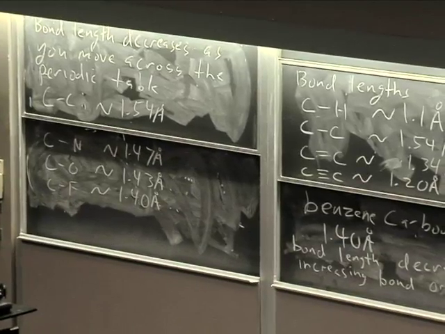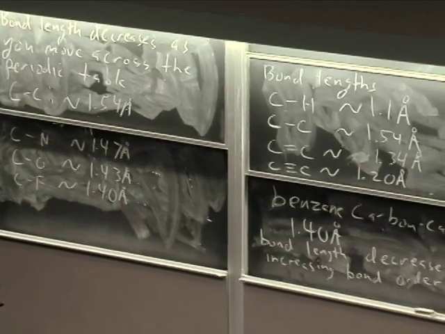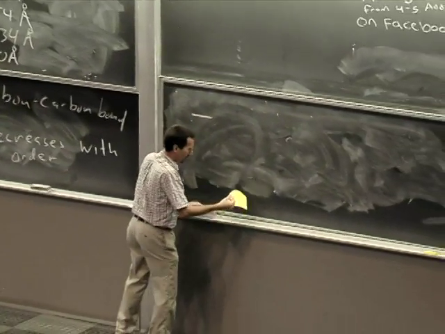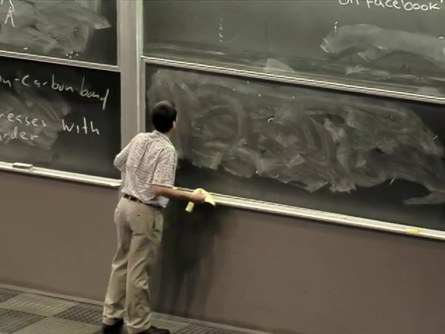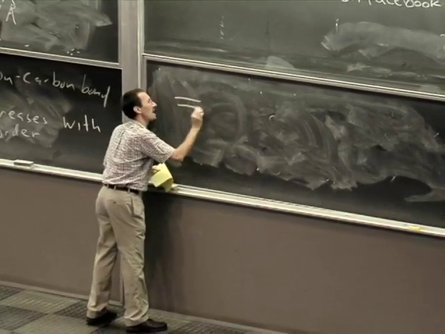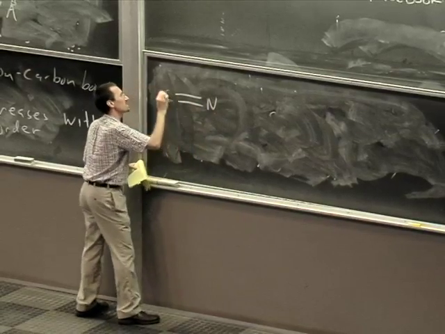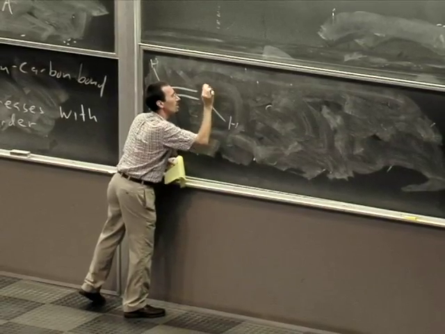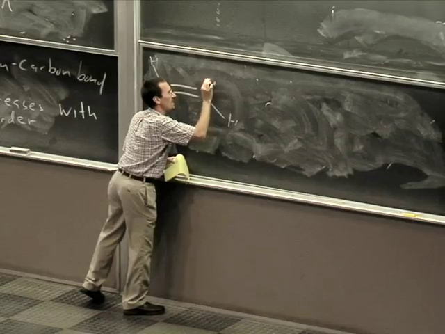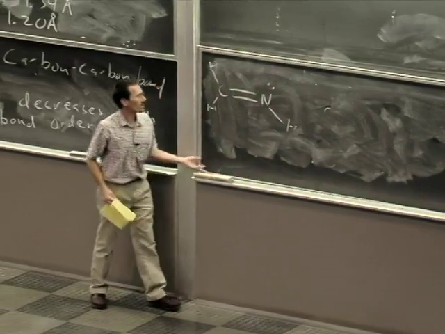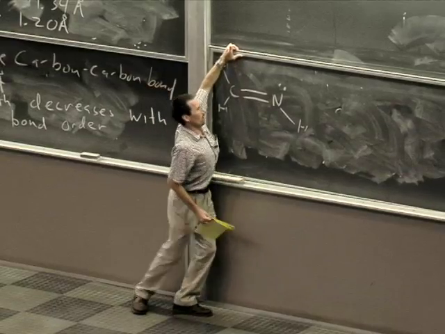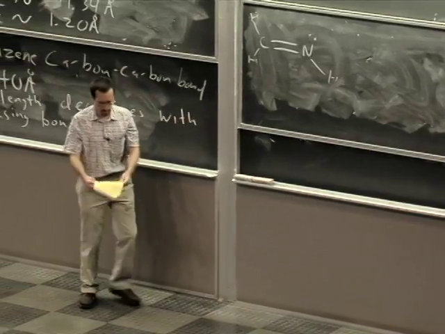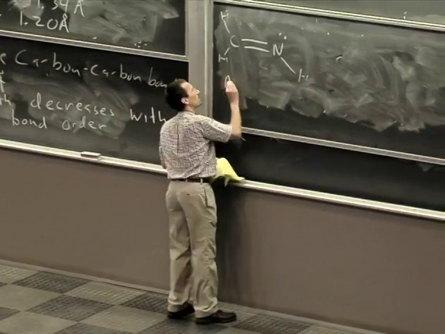some data. And I'm going to draw another structure. I will draw it sideways. This is, of course, the same type of structure that I drew for formaldehyde, but I'm just drawing it sideways because I want to focus on bond lengths. All right, this molecule here is called methylene imine.